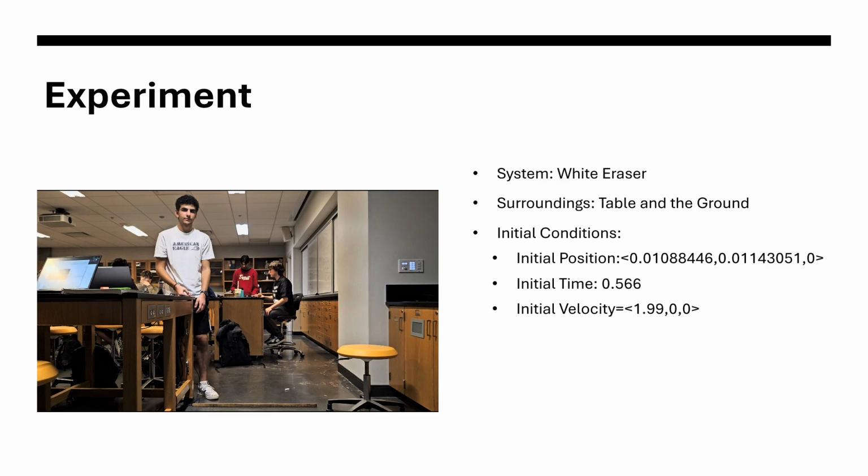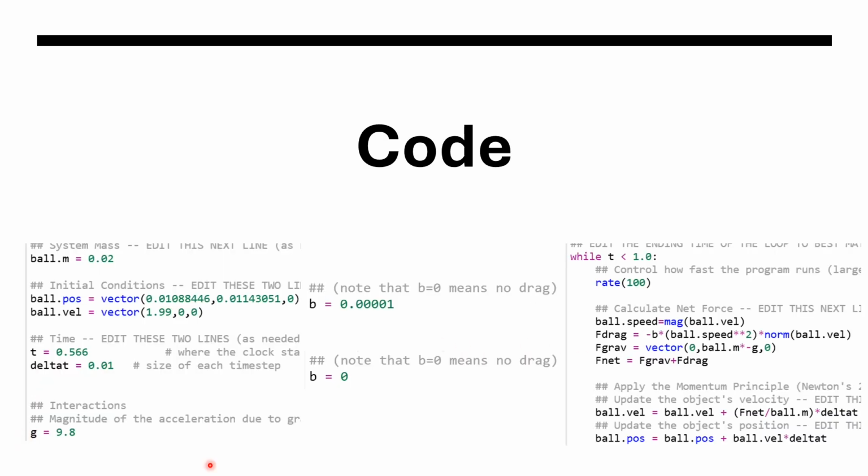The initial conditions of our eraser were these positions you see right here in the x and y, and our initial time is not at 0 exactly, because in this video that we used in Tracker, the eraser didn't start moving until 0.566 seconds, and our initial velocity was only in the x direction since we hit it off the table horizontally, and it was 1.99 meters per second.